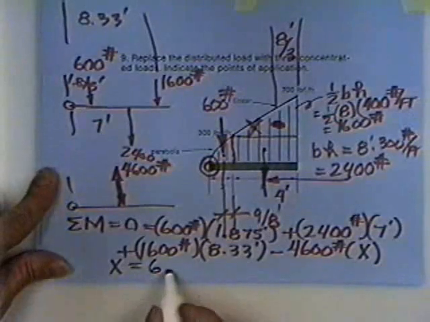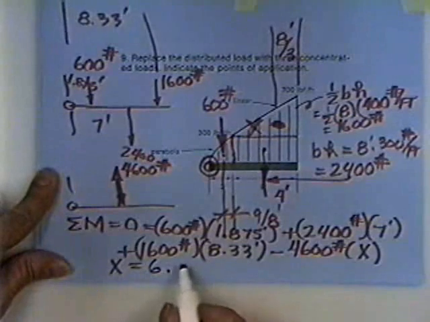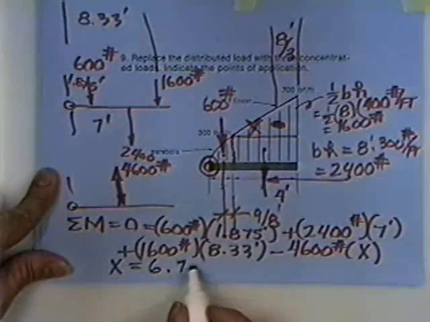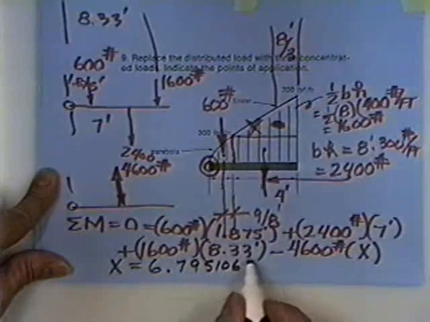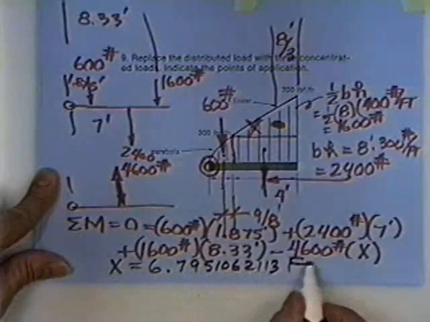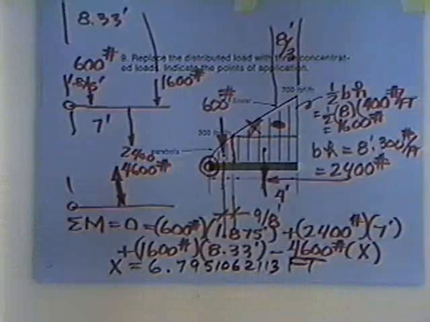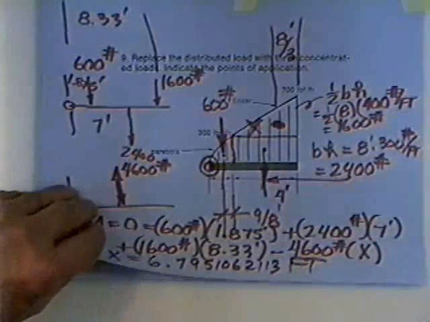6.797. What'd you get, Chris? 6.795. All right, thank you. 6.751062113, did you say? Probably a little more accuracy than we need. All right. Now then, let's try this one.